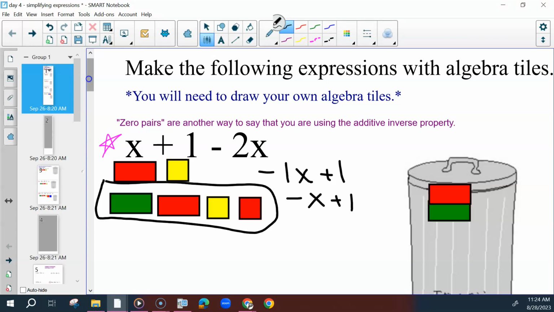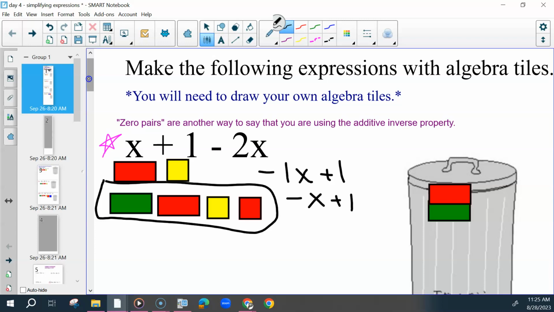Make sure you have that written down on your actual notes. Questions on how we modeled that, how we found our zero pairs to simplify, and how we got our final answer? Do you have any questions on any of that process?